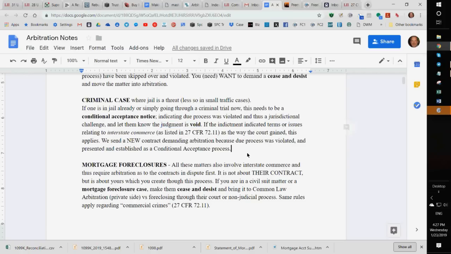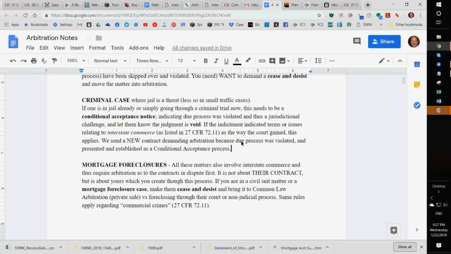Okay? Again, if somewhere in their documents they use any of those terms you saw listed at 27 CFR 72.11, it's an interstate commerce matter. That's the only way they get jurisdiction. And you have to show them that, well, I'm not engaged in interstate commerce, so prove otherwise. And that's part of the process. There's literally a 400-point demand you give them.